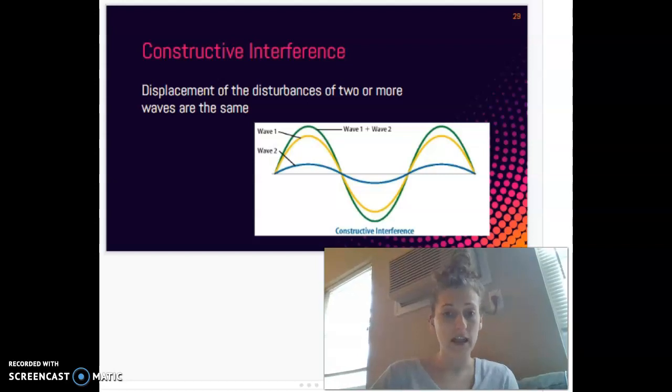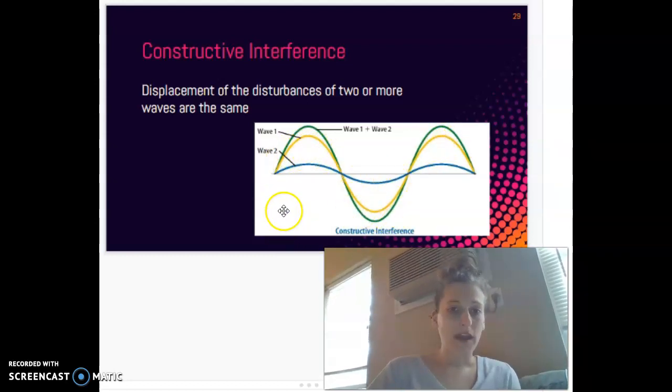Constructive interference is when the displacement of the disturbances of two or more waves are the same. If we look at wave 1, which is the yellow in this image, and wave 2, which is the blue, their amplitudes occur on the same side of the equilibrium position. So they will create an even larger wave. We wouldn't see the two individual waves, we would just see the green one, and so it creates that bigger wave.